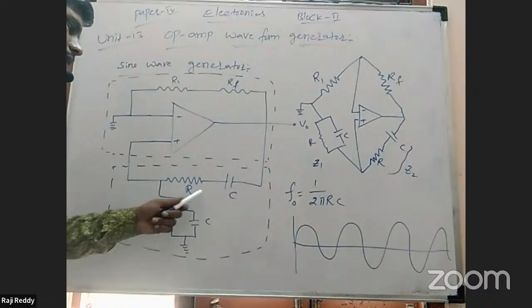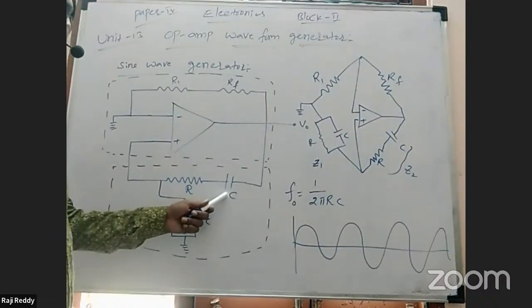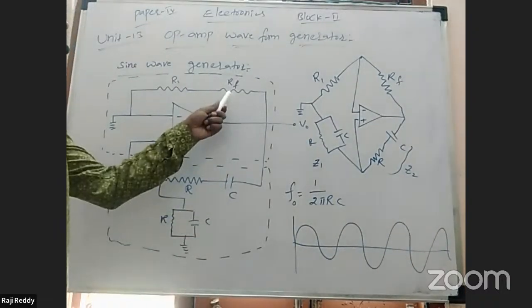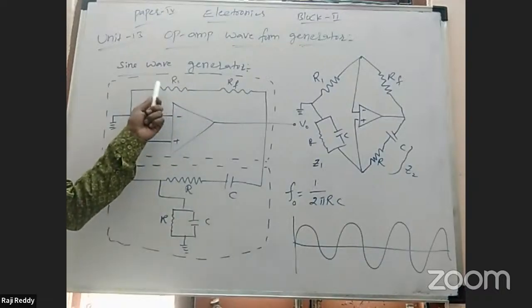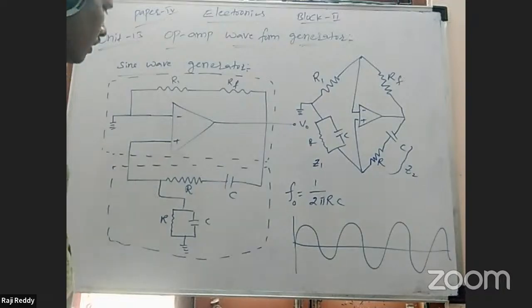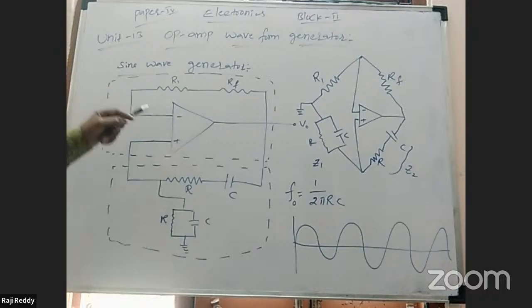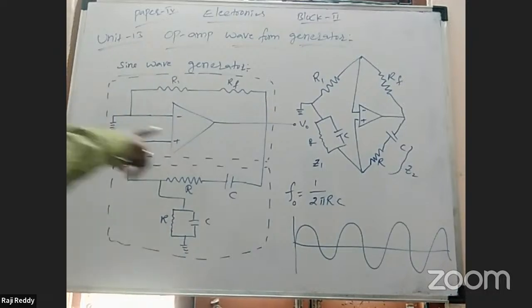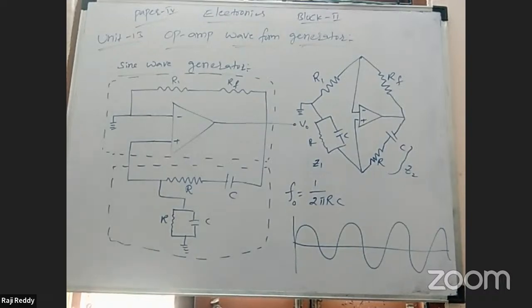Here R stays, and instead of the capacitor, you can take one more resistor. The feedback resistor stays. Only in the input resistance place, you can take a capacitor. Then the sine wave can be converted into a square wave.